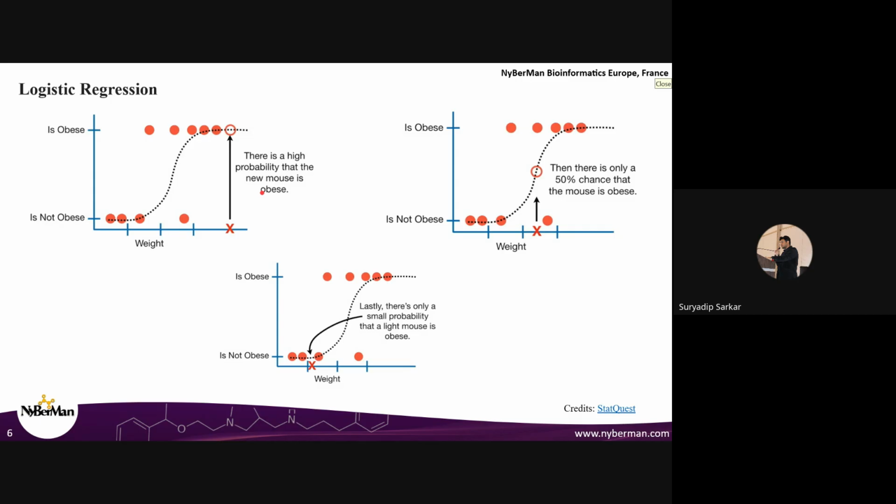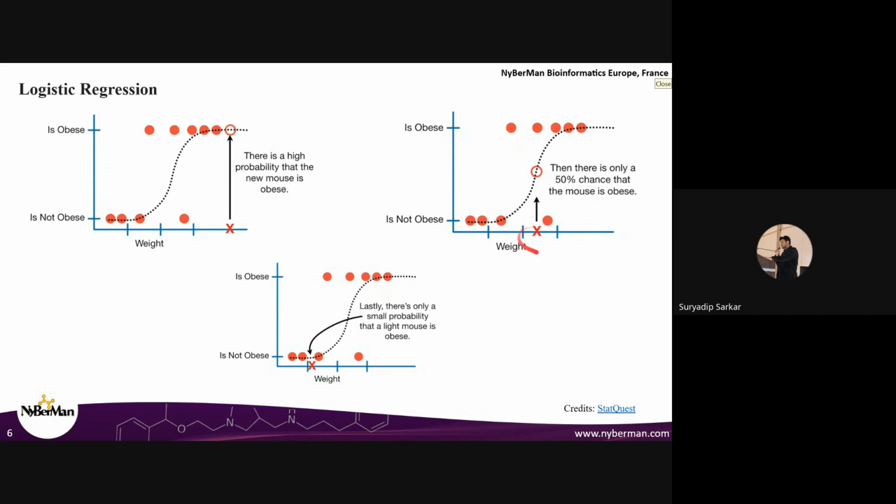Now let us consider this example, right? If this is the weight of a mouse, I can project this weight onto the sigmoid curve, onto this S-shaped curve, and I can figure out that for this mouse, which has a very high weight, there is a high probability that this mouse is obese, because the probability is going to lie somewhere near 1, right?